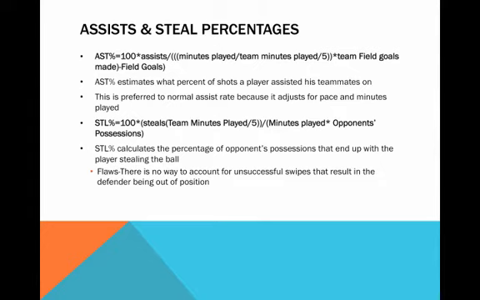Now this one I'm not too wild about, but I'm going to tell you about it anyways. It calculates the percentage of an opponent's possessions that end with the player stealing the ball. So in other words, if so-and-so is guarding LeBron, what are the chances he's stealing the ball on that specific play? Now the reason I don't like this is there's no way to account for missed steals or putting yourself out of position, which really puts your team at a disadvantage. And for that reason, I find steal percentage to be almost useless.